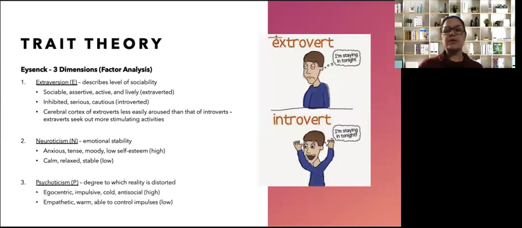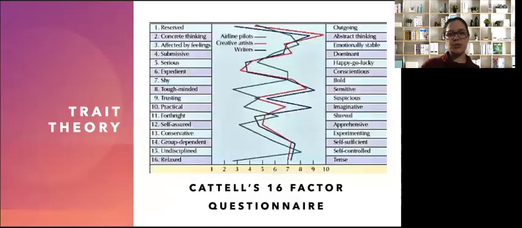And the third dimension is psychoticism, or the degree to which one's reality is distorted. So someone who scores high on this variable would be considered egocentric, impulsive, cold, or maybe antisocial. Whereas someone who scores low on this variable would be considered empathetic, warm, and able to control their impulses. That's Eysenck's three-dimensional trait theory.